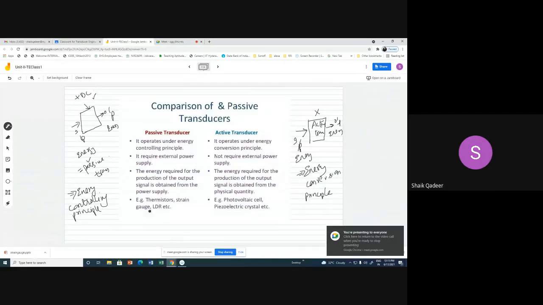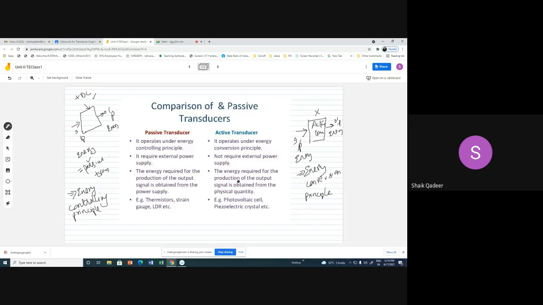Okay. The examples of this type of passive transducer, we are going to learn this. Under this, thermistor is falling. Under this, strain gauges are falling. Under this, LDRs are falling. And there are so many other transducers which fall under this particular category.